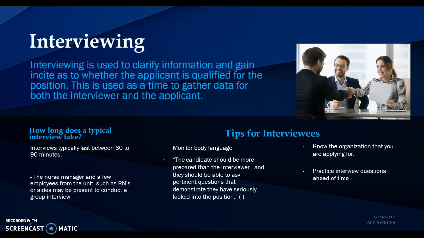Candidates should be more prepared than the interviewer, and they should also be able to ask pertinent questions that demonstrate that they've seriously looked into the position as well. Know the organization that you are applying for, and then also practicing interview questions ahead of time is very important.